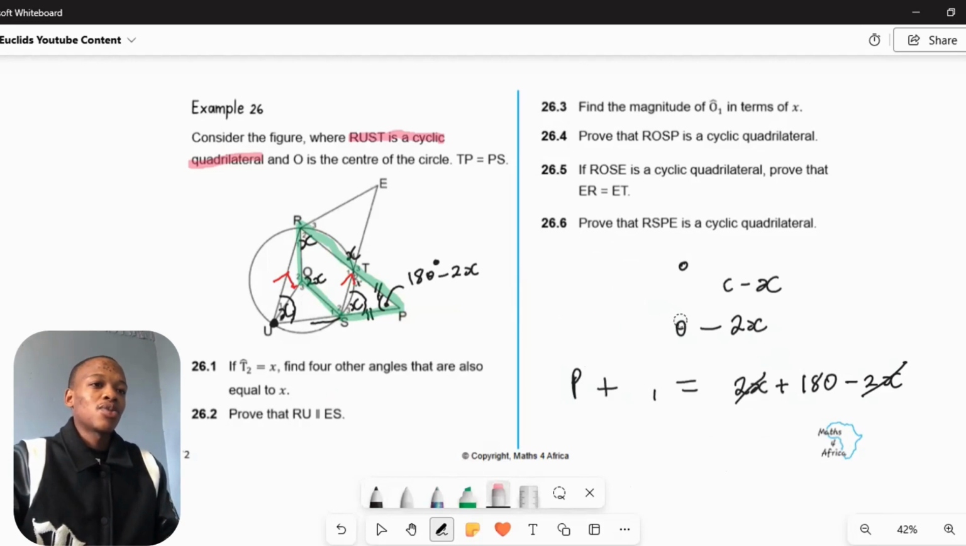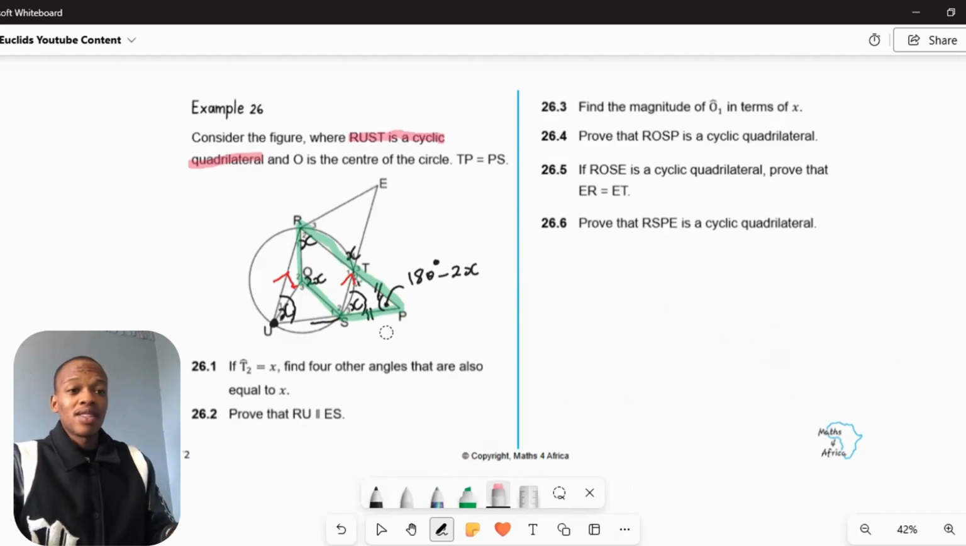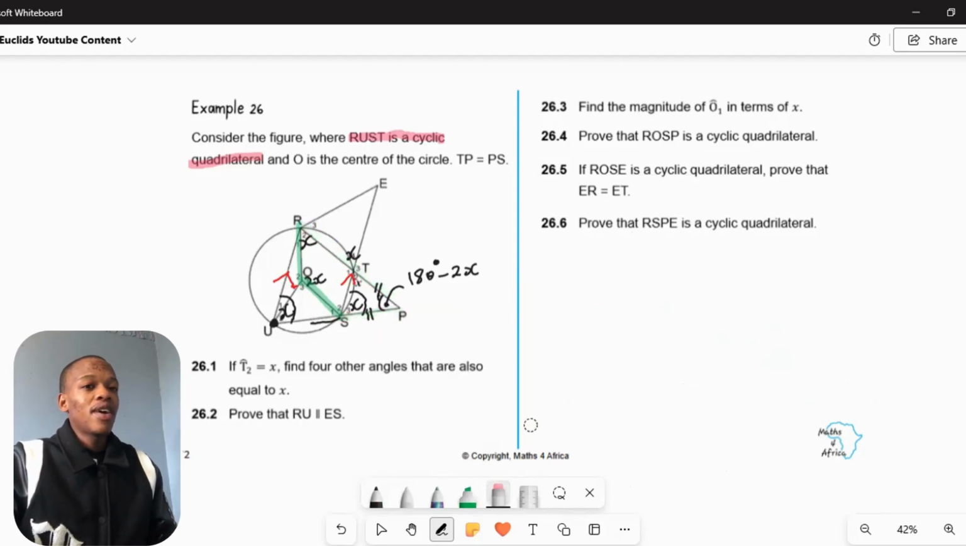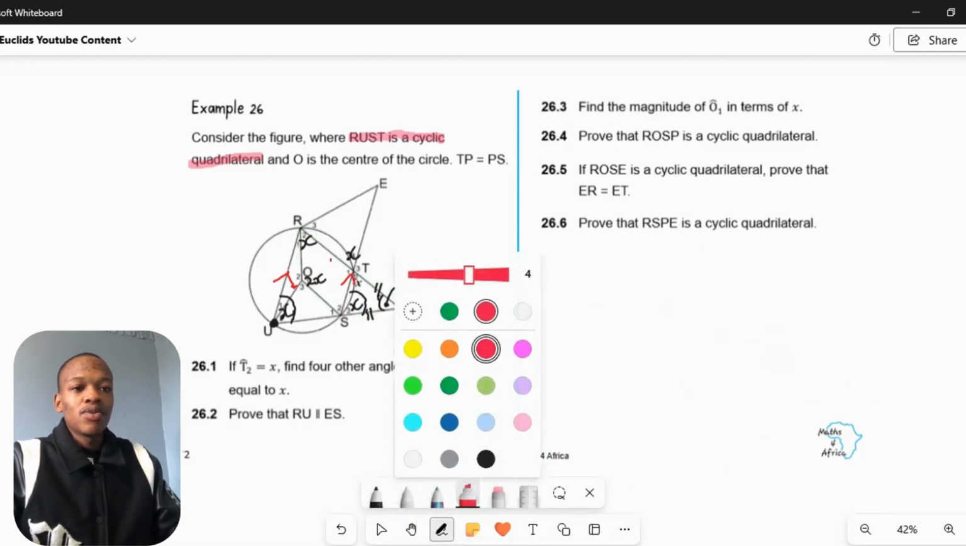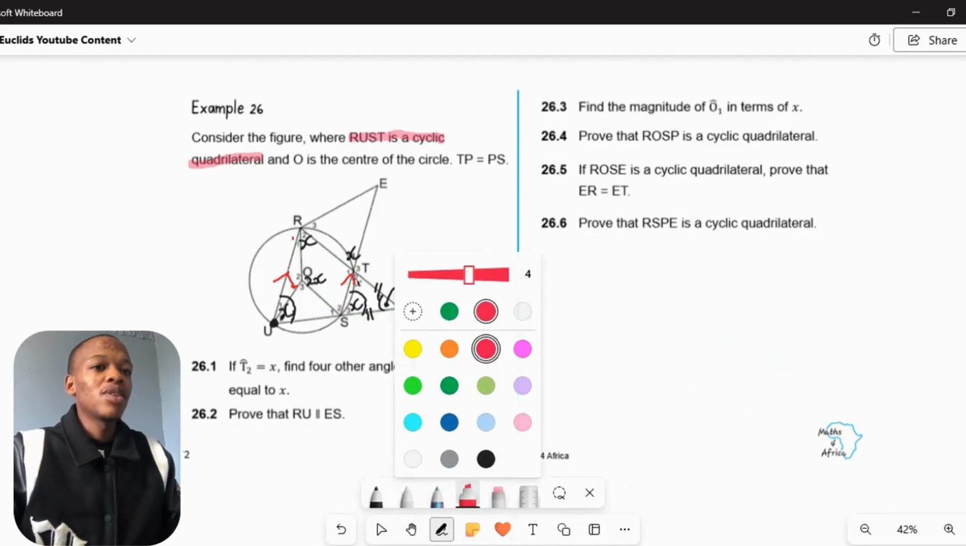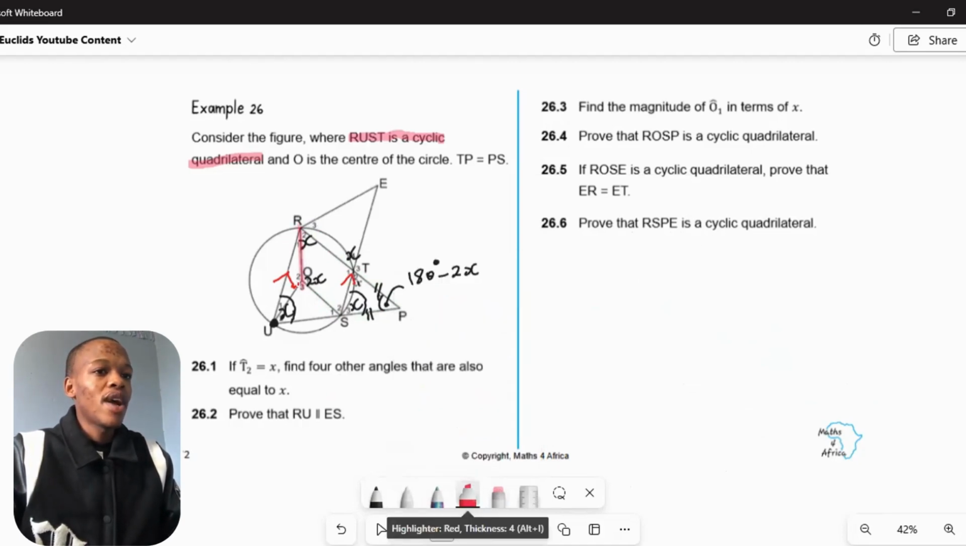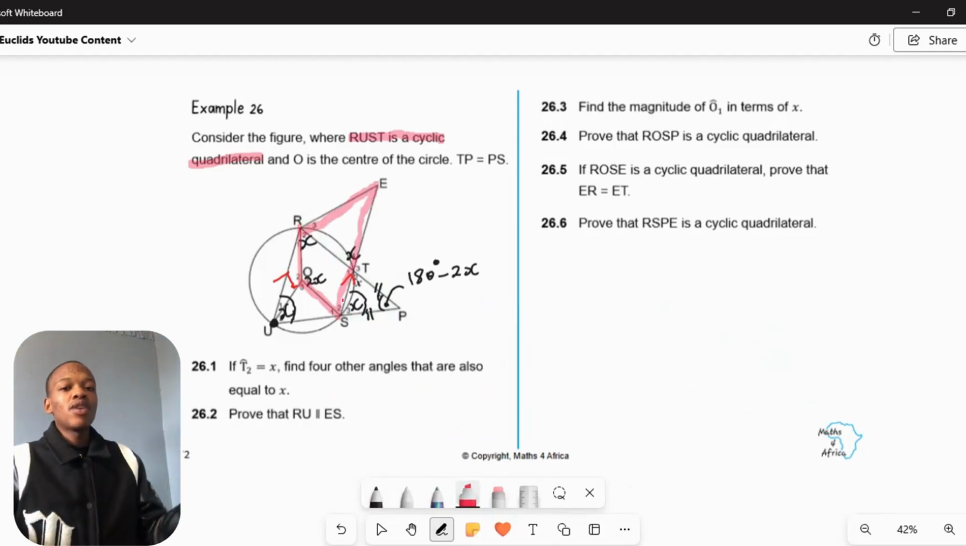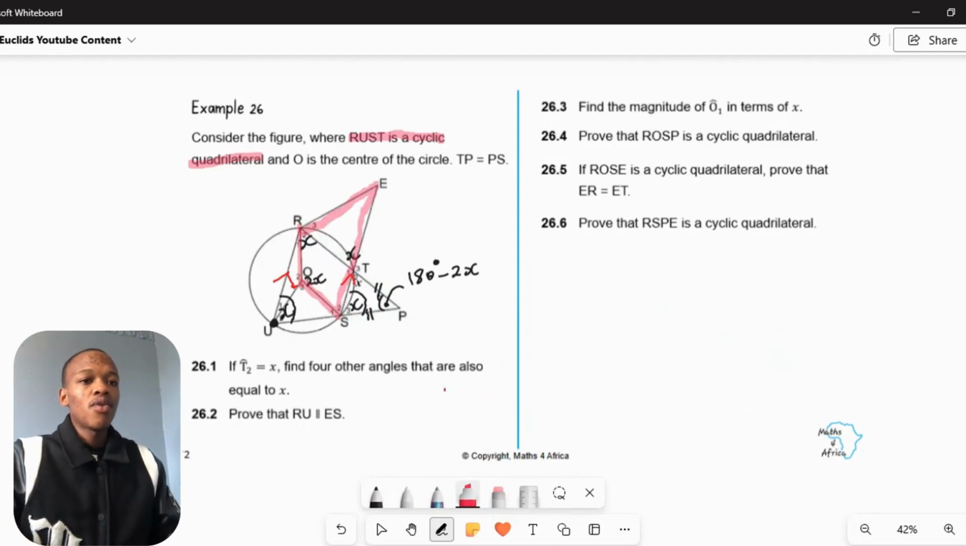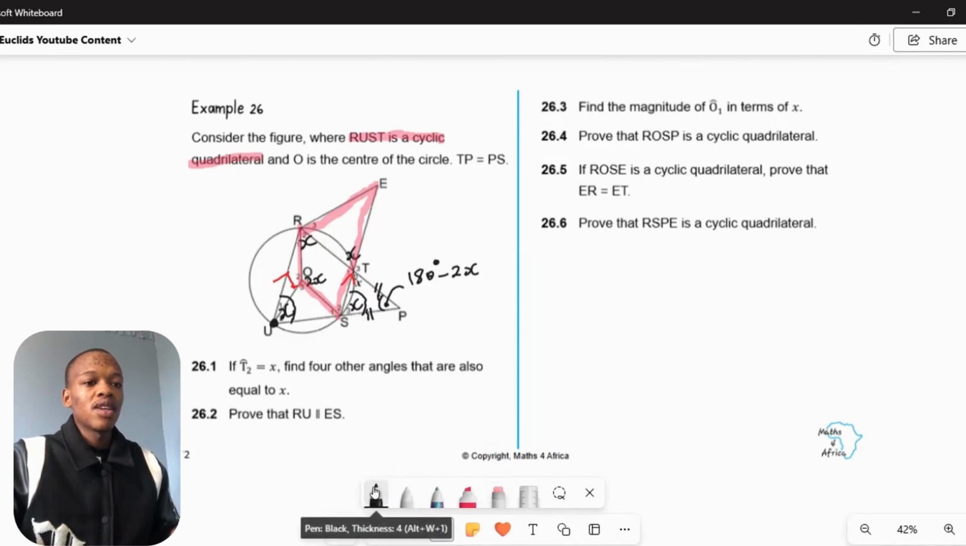Let's go for another one. 26.5. If ROSE is a cyclic quad, now it's given to us that we have a cyclic quad. Let's go and highlight. Make use of your highlights. In order for this to be much easier for you, you have to highlight. Even myself, I'm highlighting just to make it easy. So why not go for highlighting? ROSE, if this is a cyclic quad, prove that ER is equal to ET.